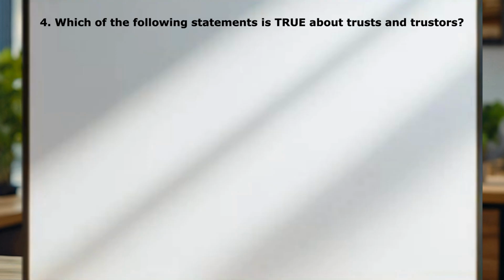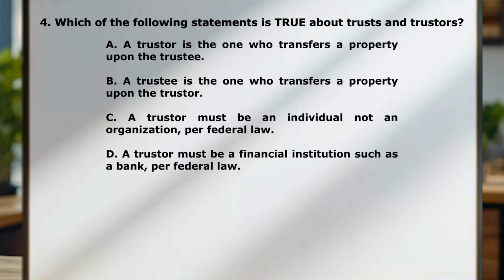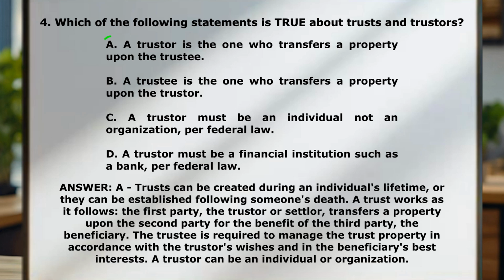Which of the following statements is true about trusts and trustors? A, a trustor is the one who transfers a property upon the trustee. B, a trustee is the one who transfers a property upon the trustor. C, a trustor must be an individual, not an organization, per federal law. D, a trustor must be a financial institution, such as a bank, per federal law. The answer is A.